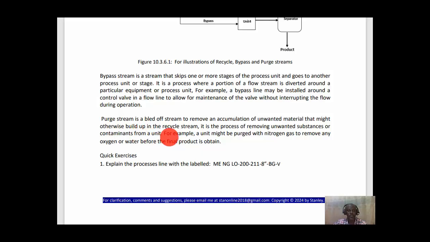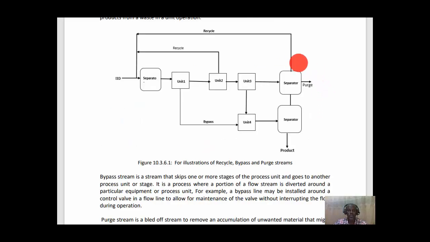The purge is a bleed off stream to remove an accumulation of unwanted material that might otherwise build up in the recycle stream. It is the process of removing unwanted substance or contaminant from a unit. Take a look at the typical arrangement of a purge unit as explained already.